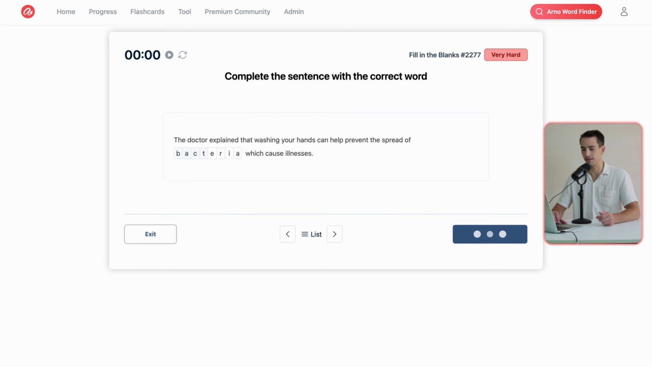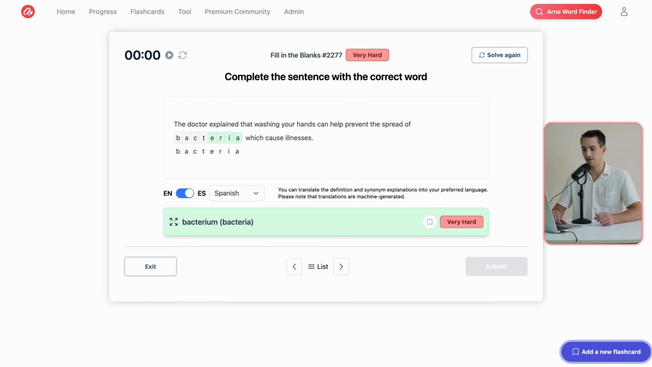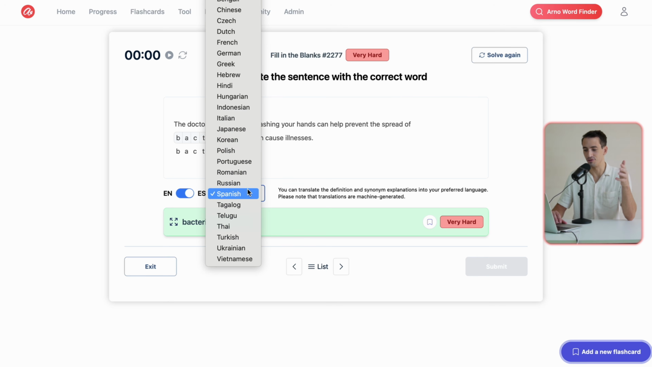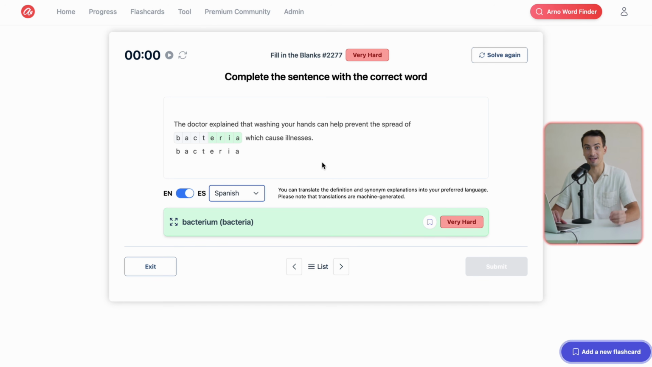Bacteria. Okay, and down below you can see that Arno will give you the translation of the incomplete word into whatever language you choose. I'm learning Spanish because I live in Mexico at the moment, so I have it translating into Spanish. But of course you can choose whatever language you are most proficient in. So the correct answer here is bacteria.